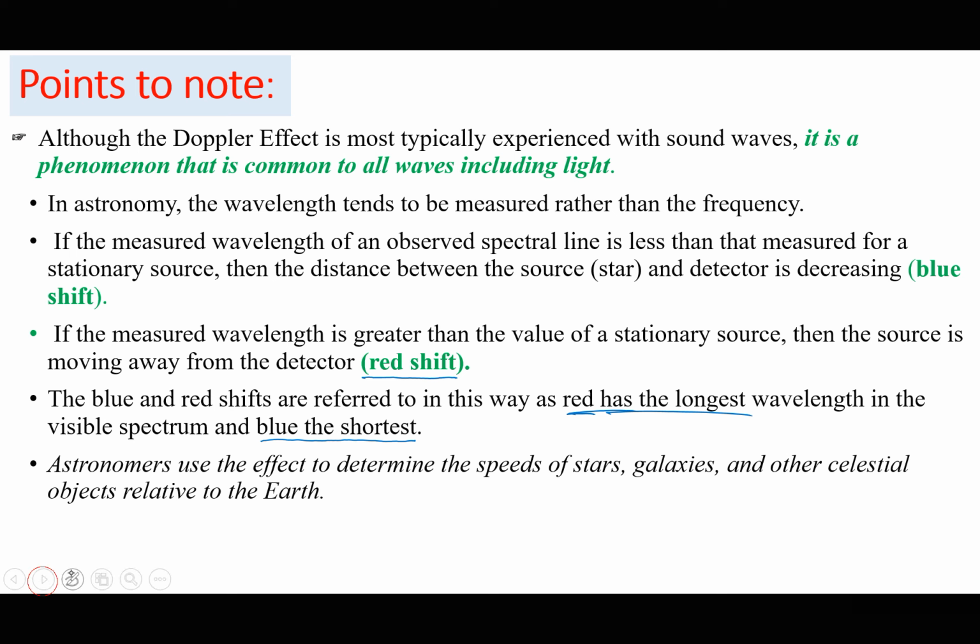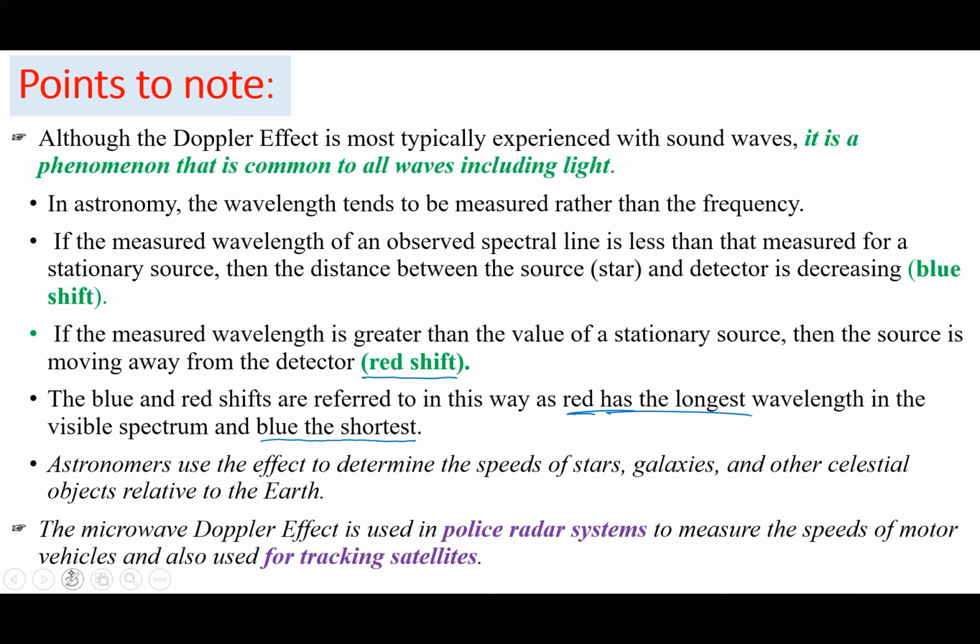By the way, you might have seen the radar systems used by police officers to detect how fast you were speeding or how fast you were driving. So the microwave Doppler effect is used in police radar systems to measure the speed of motor vehicles, and also used for tracking satellites and planes. Tracking satellites and planes is normally done using the radar system, which uses actual concepts of the Doppler effect.